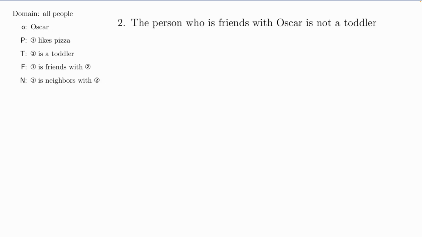So again, using Russell's analysis of what this is saying, we would see this as saying that there is an individual who is friends with Oscar. So there is an X such that FXO, there is someone that's friends with Oscar, and they're the only individual that's friends with Oscar. There's exactly one individual who's friends with Oscar. So X is friends with Oscar, and for all Y, if Y is friends with Oscar, then Y must just be X because there's no one else who's friends with Oscar.